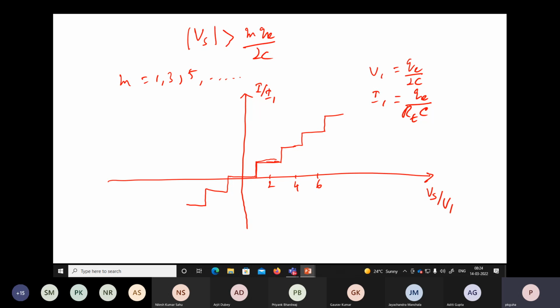And we found this condition that there is a voltage required, Vs greater than m QE over 2C, with m being 1, 3, 5 and so on, and at these discrete supply voltages we will get a current. Okay, and this staircase representation is known as the Coulomb staircase.